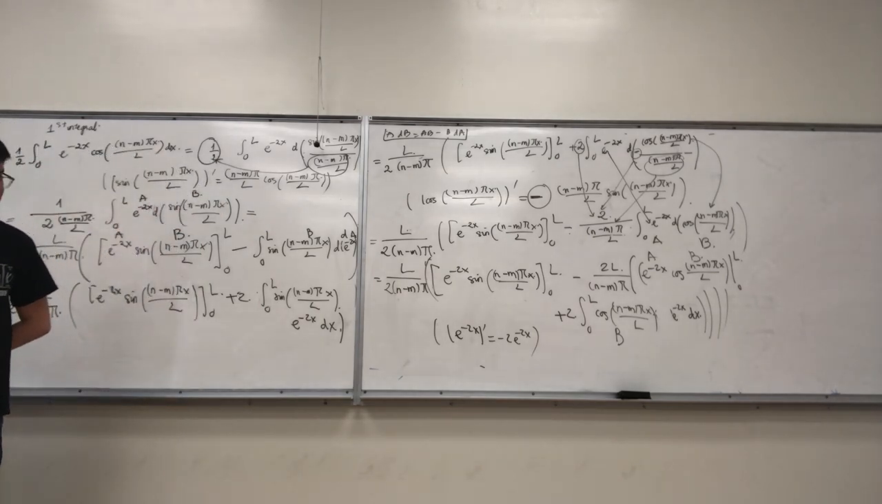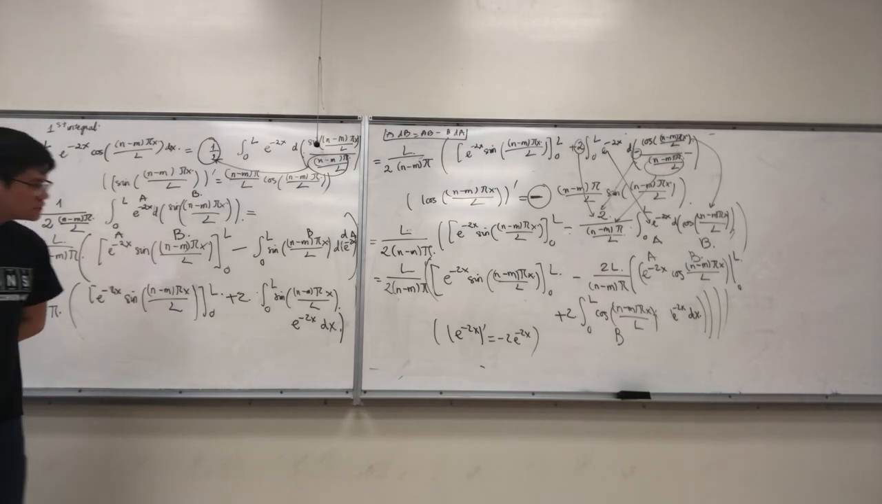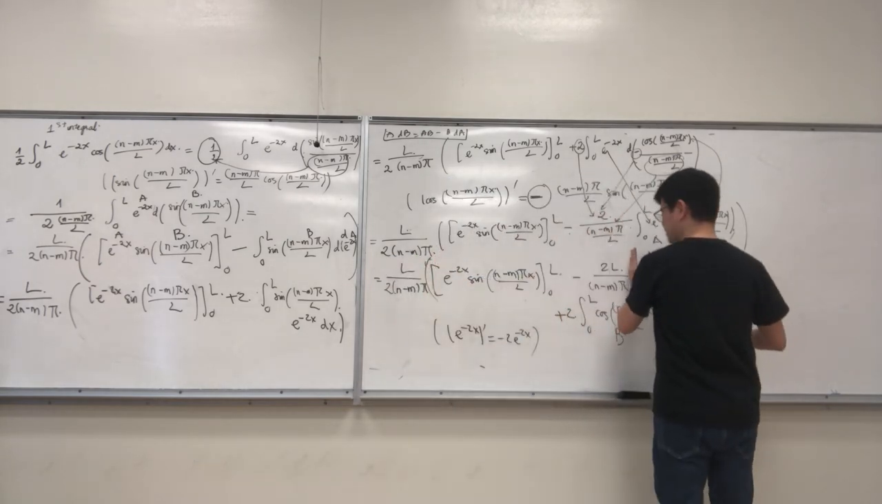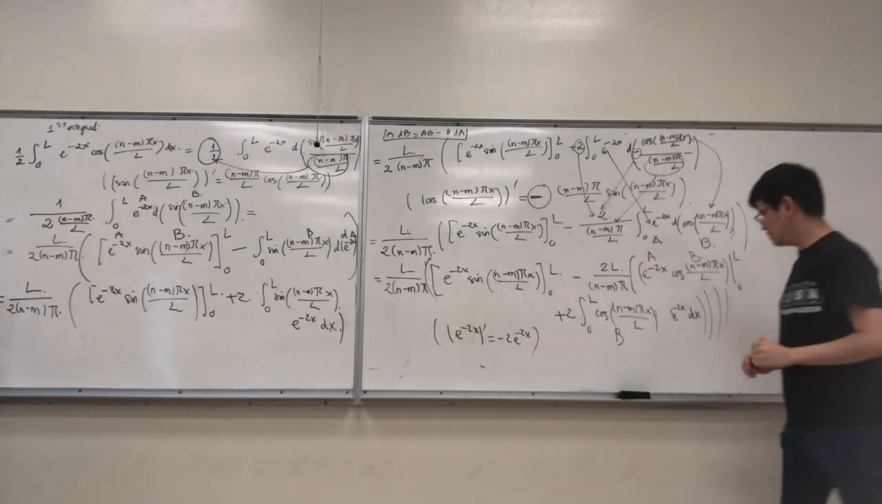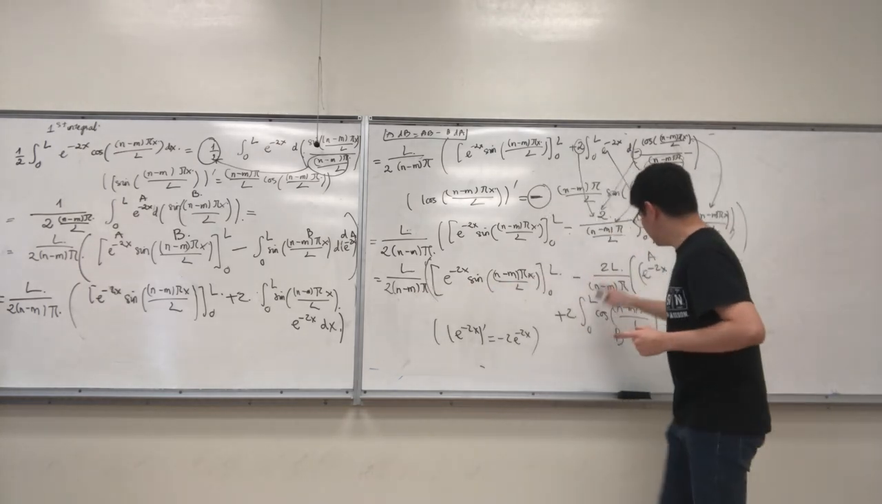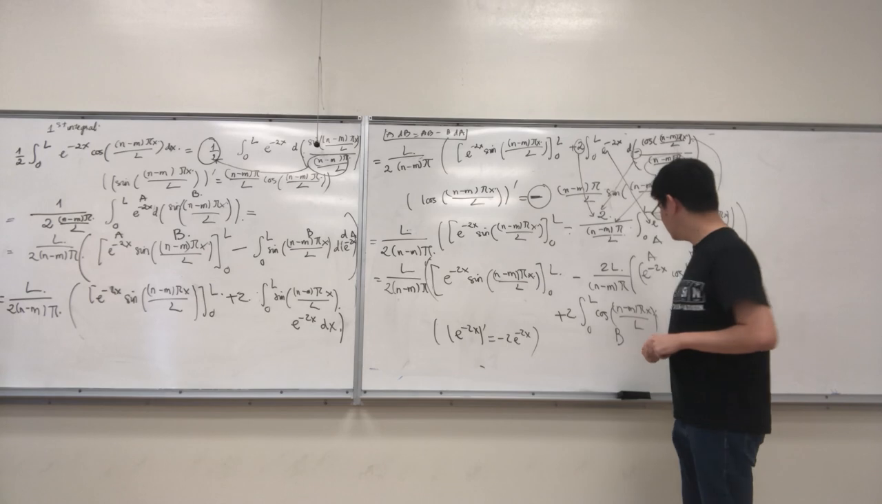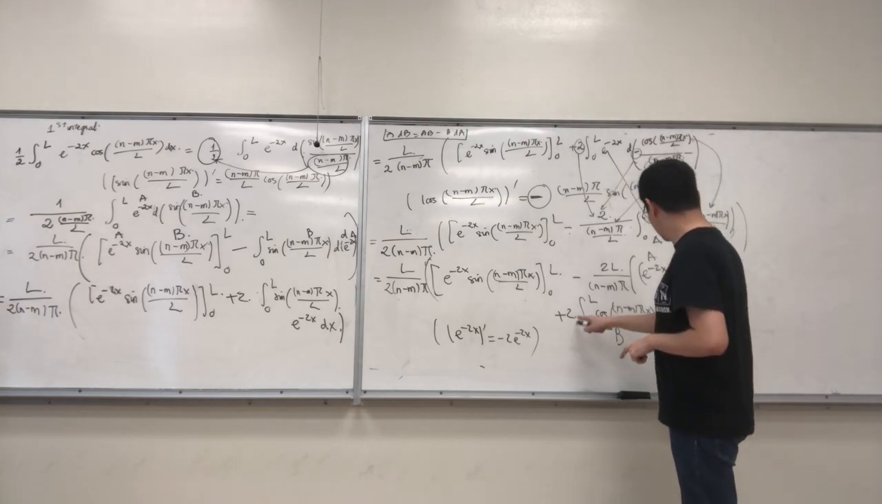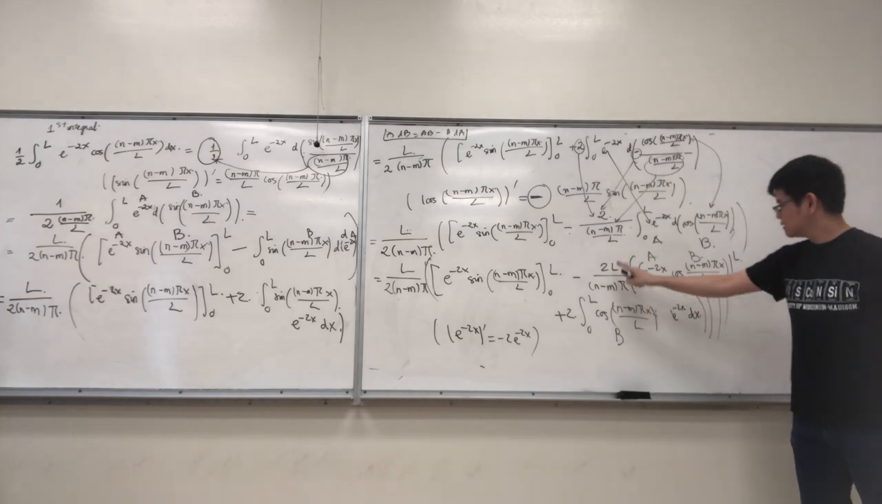Is that 2L over n minus m pi applied to everything after it? So this is applied to everything inside. Just those, not the one below that. So this is going here, and this is going here, here, here. Yeah, but the second one is going to the thing to the right of it and the thing below it. So that 2L over n is going to here.